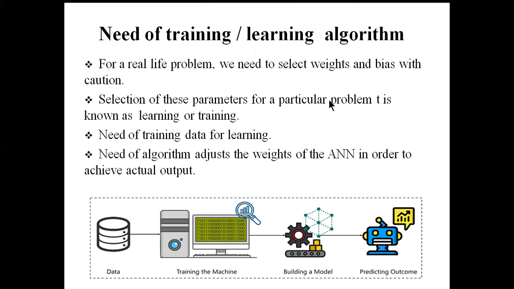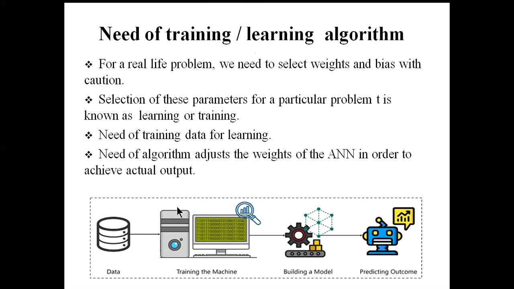So a training or learning algorithm is nothing but how to get the optimal values of weight and bias so that we can achieve optimal or satisfactory accuracy for a particular problem. That is nothing but the learning algorithm. So you can see that we first have to get data. Then we can train the machine, build a model, and then predict the outcome.